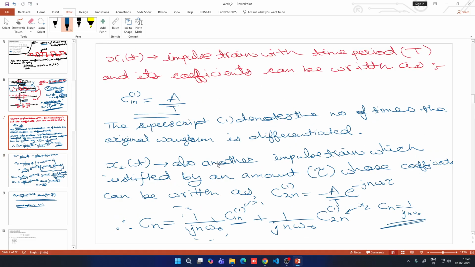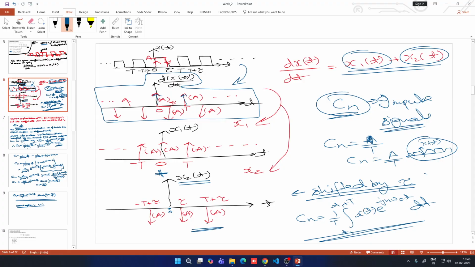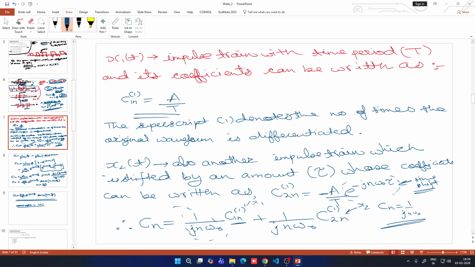Then we simply have to substitute the values of c1 and c2, where c1 is a by T and c2 is minus a by T e to the power minus jn omega naught tau. This part came because we have done the shifting, it came from the time shift property, and this minus is because x2 of t is negative. That's why. And then finally, the Fourier coefficient of x of t is given by this.